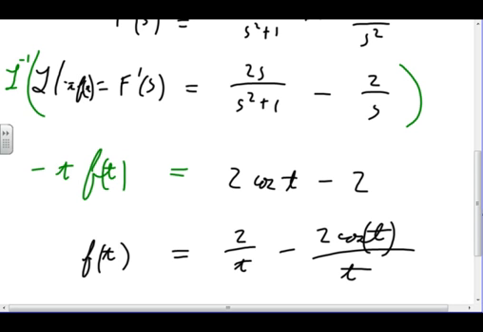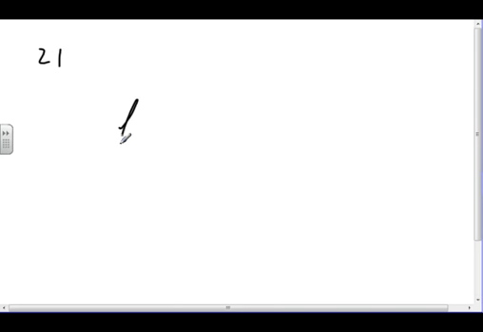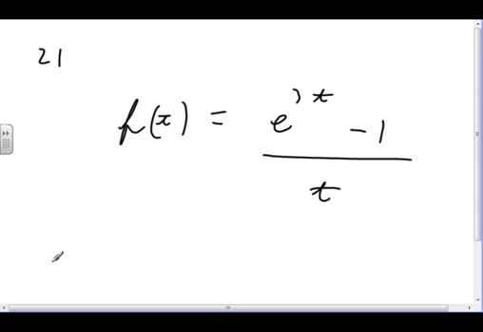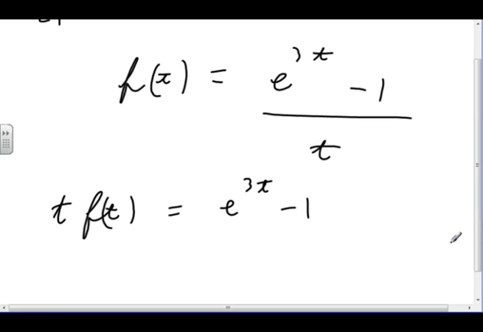All right, down to 21. Not sure I'm going to be done with this problem set already. Oh, look at that. All right. 21. f of t equals e to the 3t minus 1 over t. So t f of t is equal to e to the 3t minus 1. All right, now that I've done that, what do my theorems tell me? At least I'm not doing convolution.